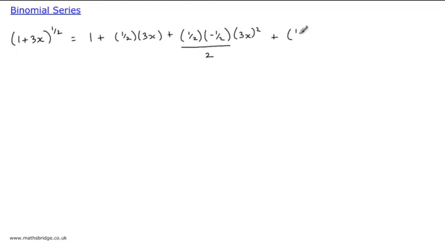plus (1/2)(−1/2)(−3/2) over 3 factorial, which I shall write as 3 times 2 because it will help me see how I can cancel factors from top and bottom, times (3x) all cubed. There are further terms that I haven't included.